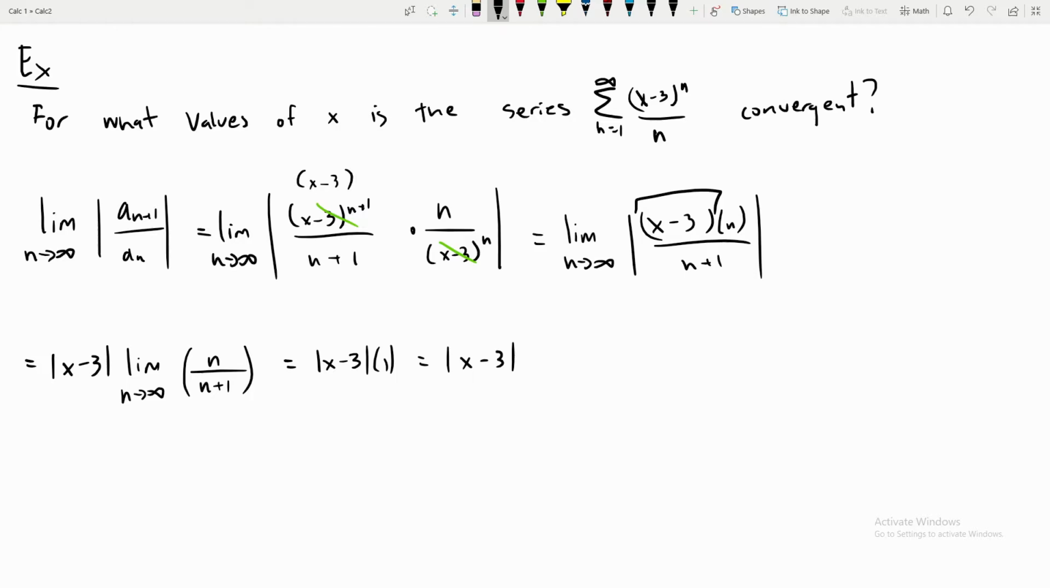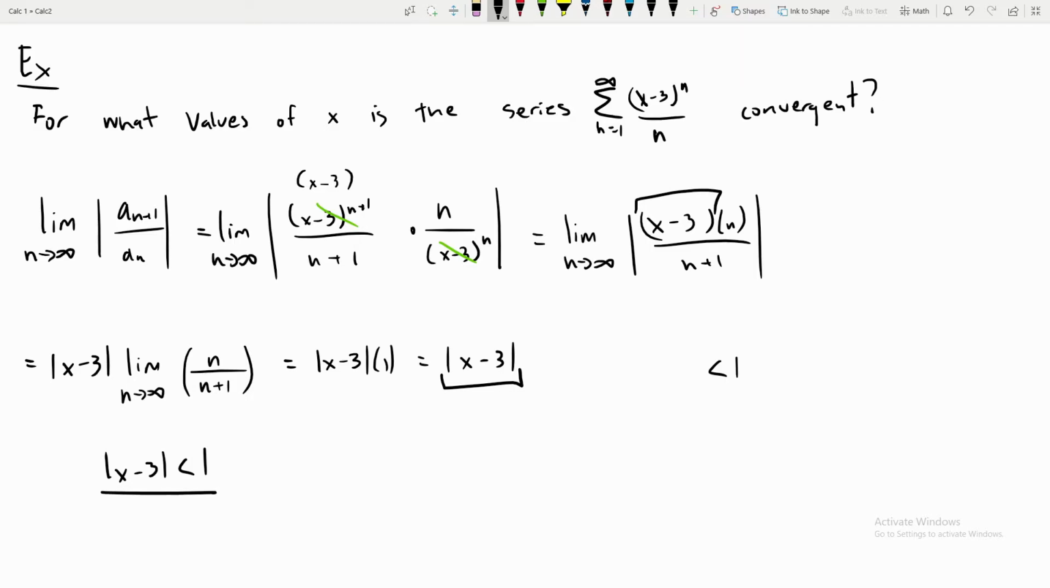And you might not know why we applied the ratio test yet, but if you remember, the ratio test says that a series is convergent if this limit right here is going to be less than 1. So we want this limit to be less than 1, and then it will be absolutely convergent, which in this case would also mean that it is convergent.